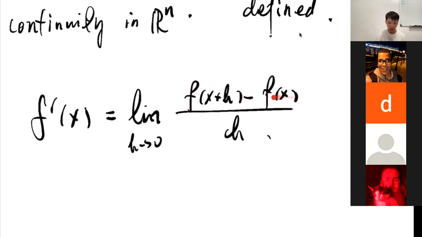Because the numerator still makes sense. This is a real value, this is a real value. But what is the h? You can't divide by a vector. We only talk about numbers. And how does the limit make sense in this case? The limit doesn't make sense at all. All right. So this is the main goal of this chapter. I hope this can help you have a bigger picture of what this chapter is talking about.